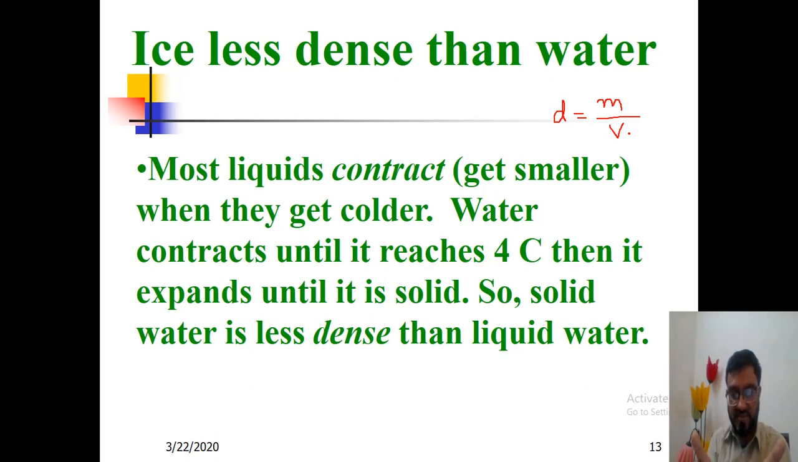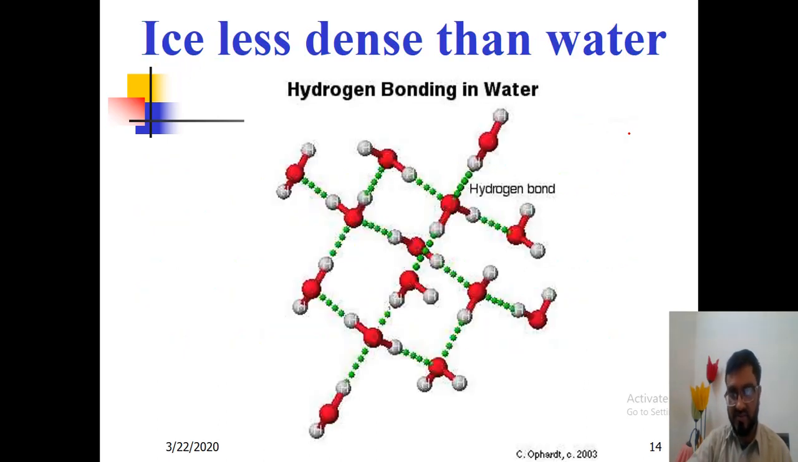And when it freezes at 0 degrees centigrade, it becomes ice. So it expands too much. So it will have a larger volume and lesser density. So solid water is less dense than liquid water.